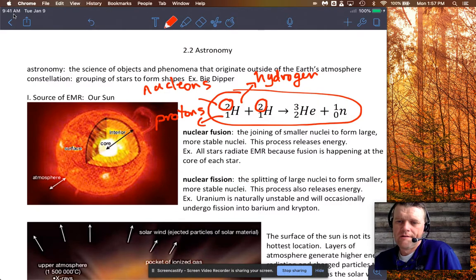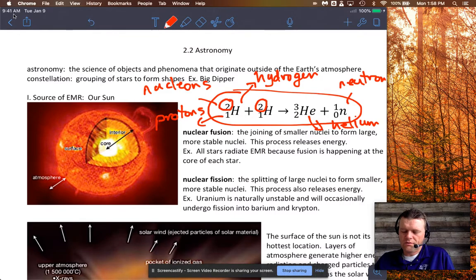Okay, we have 3 plus 1. So we still have four nucleons at the end. And same with protons. We started with 1 plus 1 is 2 on the left, and then we have 2 on the right. And so in the process of fusion, two hydrogen atoms fuse and they become helium. And they also make one neutron. Okay, so that 1 1 0 N at the end, that's a neutron. And then this guy here, of course, is helium, and it's helium 3. There's a couple different isotopes if you're familiar with that term from chemistry. But this is the fusion process.